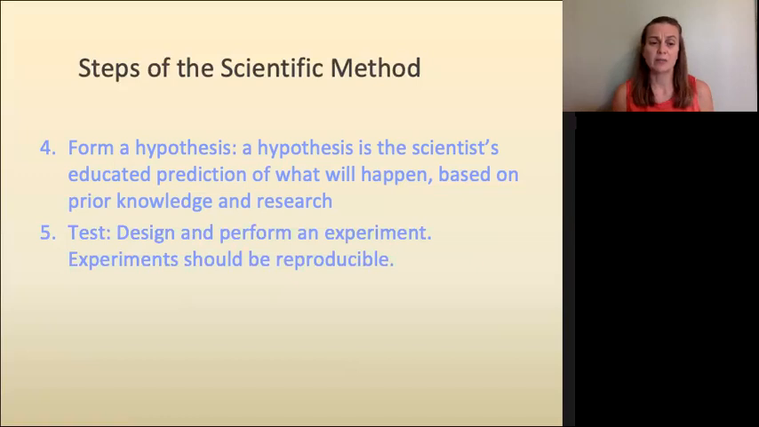Now, of course, we need to test. We need to design and perform an experiment. It's really important when we test that our test is reproducible. So we are always going to create a procedure in order for another scientist to be able to perform the exact same experiment in the exact same way. If we can't do that, we're not doing good science.